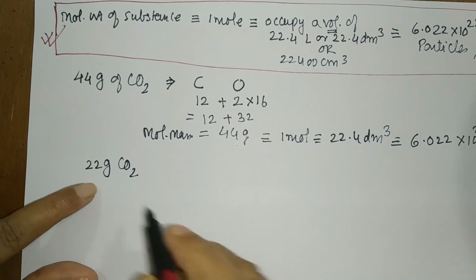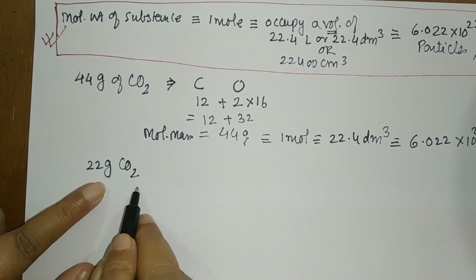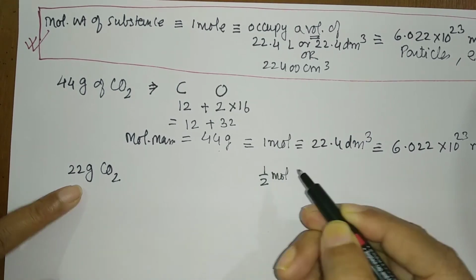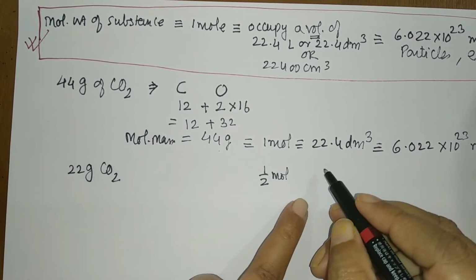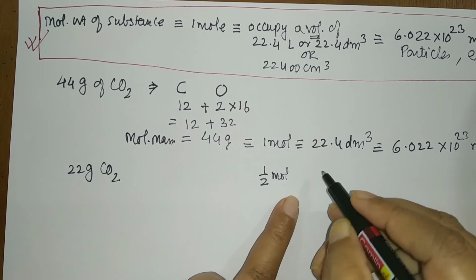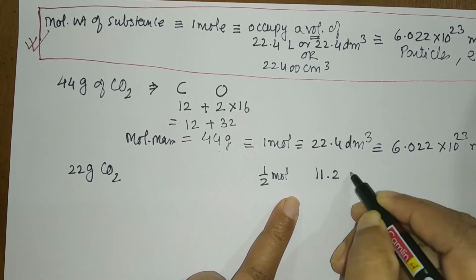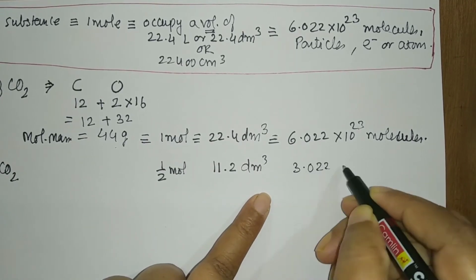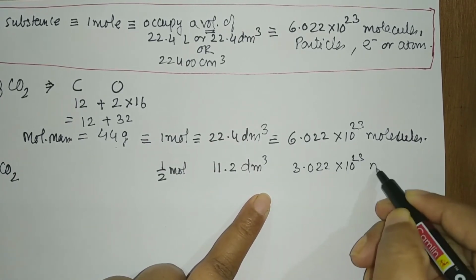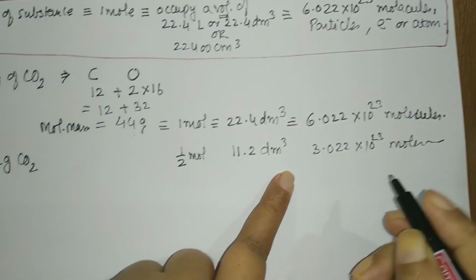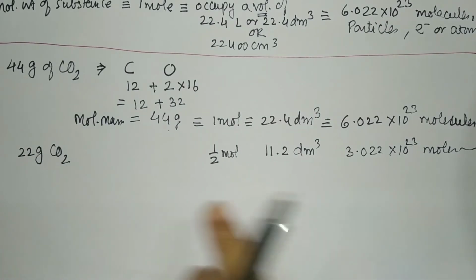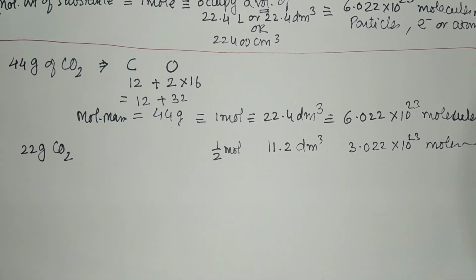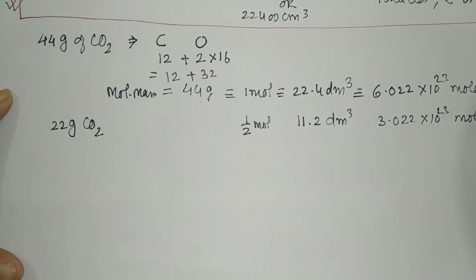how many mole? Now, if I take 22 gram of carbon dioxide, means I'm talking about half mole of carbon dioxide. I'm talking about the volume what it will occupy will be 11.2 dm cube and it must contain 3.022 into 10 raised to 23 molecules. So this is how you should correlate the given mass with the given molecules or the volume. To understand this better, now let us take one problem.